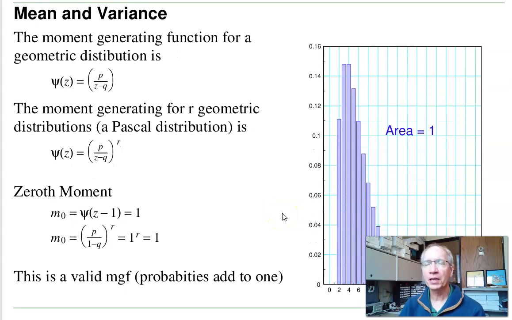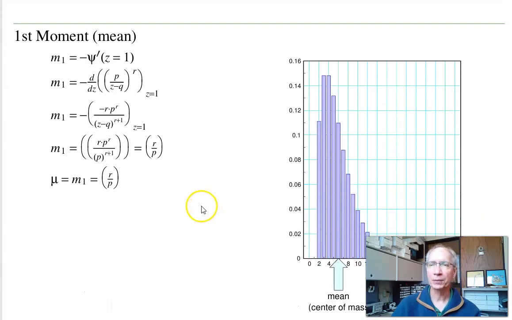Now the mean and variance of a Pascal distribution come from the moment generating function. The heart of a Pascal distribution is a geometric distribution with the Z transform of P over Z minus Q. If I have R geometric distributions, these multiply. So if they have all the same probability, it'll be P over Z minus Q to the rth power. To be a valid PDF, the 0th moment has to be 1. So plug in Z equals 1, and I get P over 1 minus Q, that's P over P, 1 to the rth power, that's 1. So this is a valid PDF, meaning the area is 1. All probabilities have to add to 1.